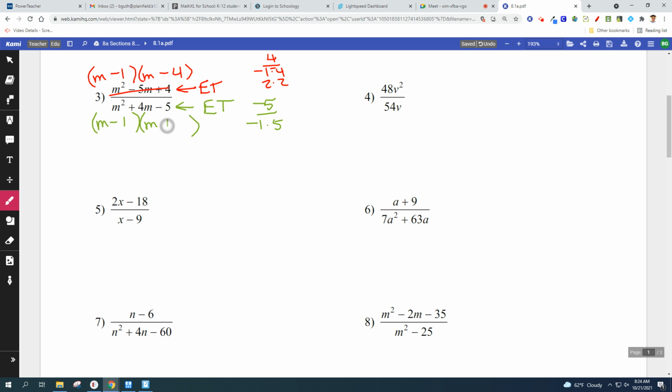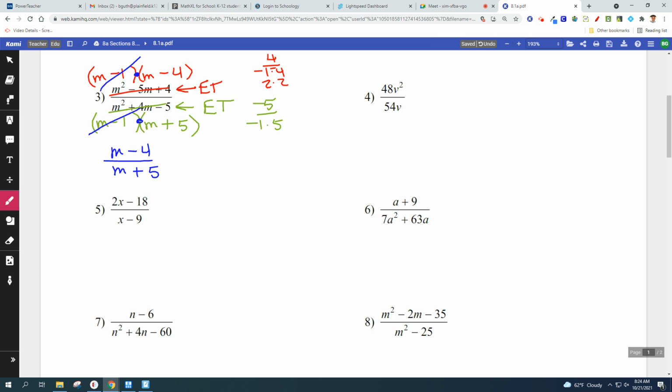So -1 and +5. It doesn't really matter what order you write those in, as long as you have m minus 1 and m plus 5. You can switch them around backwards, it doesn't matter. But now here's the thing. We're trying to simplify. That's the directions. And it's important to notice that it's this times this. We can cancel something that's being multiplied. So in this case, since it's m minus 1 times something and m minus 1 times something, we can cancel that out. And what we're left with is m minus 4 over m plus 5.